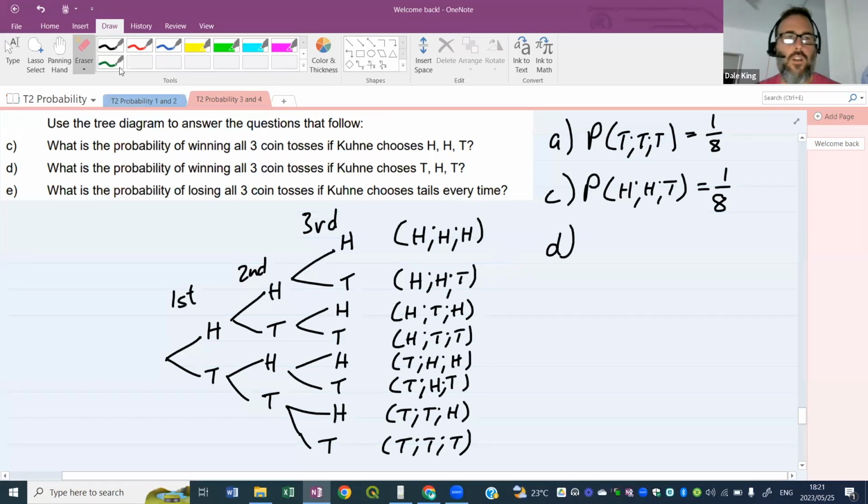All right, very good. Okay, now question D says, what is the probability of winning all 3 coin tosses if Kuna chooses THT? All right, so let's pretend that is consecutive.